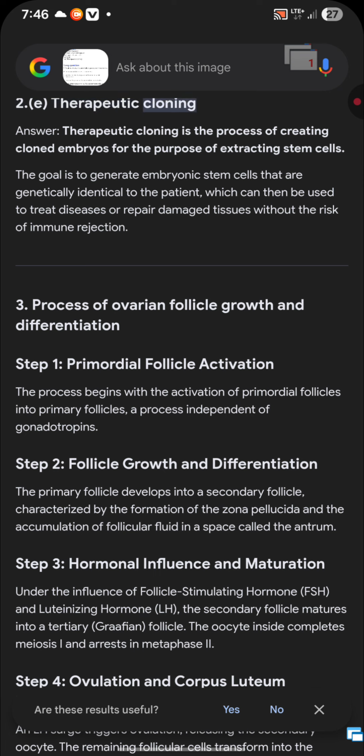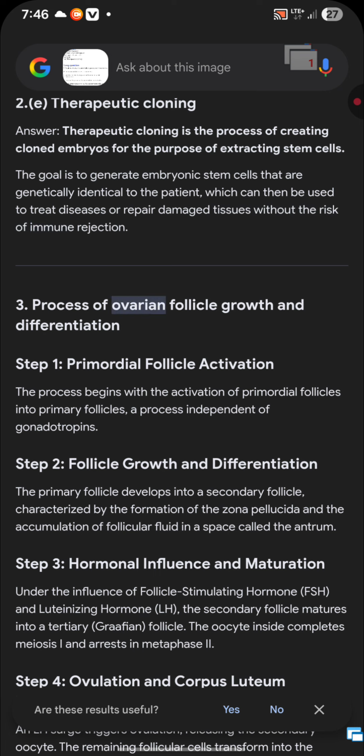2e. Therapeutic cloning. Answer. Therapeutic cloning is the process of creating cloned embryos for the purpose of extracting stem cells. The goal is to generate embryonic stem cells that are genetically identical to the patient, which can then be used to treat diseases or repair damaged tissues without the risk of immune rejection.